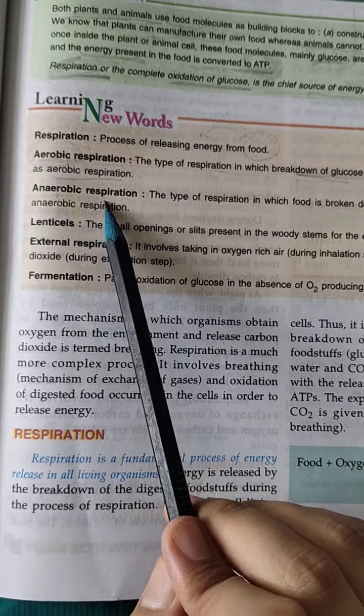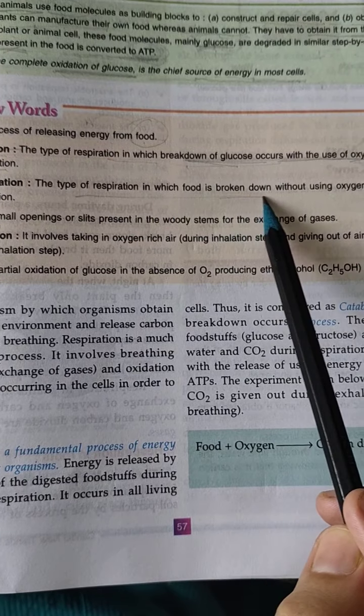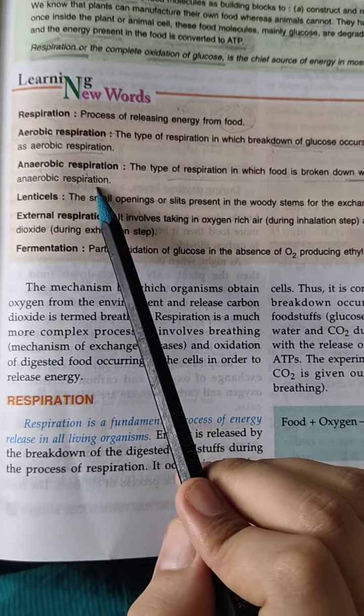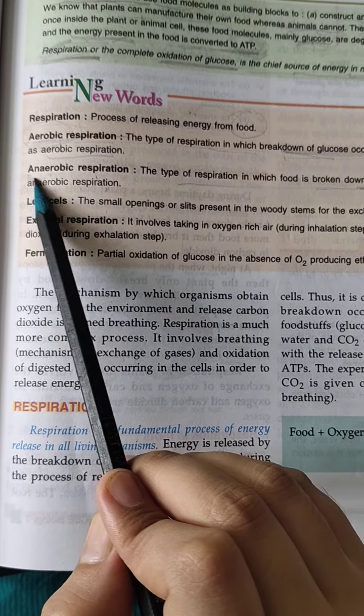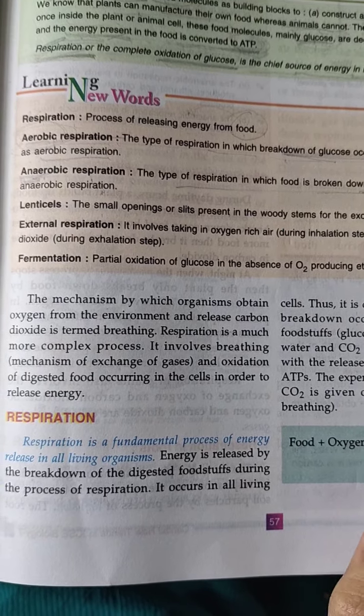And what is anaerobic respiration? Just the opposite. The type of respiration in which the food is broken down without using oxygen is known as anaerobic respiration. Because the prefix an is used, so it means absence of oxygen.